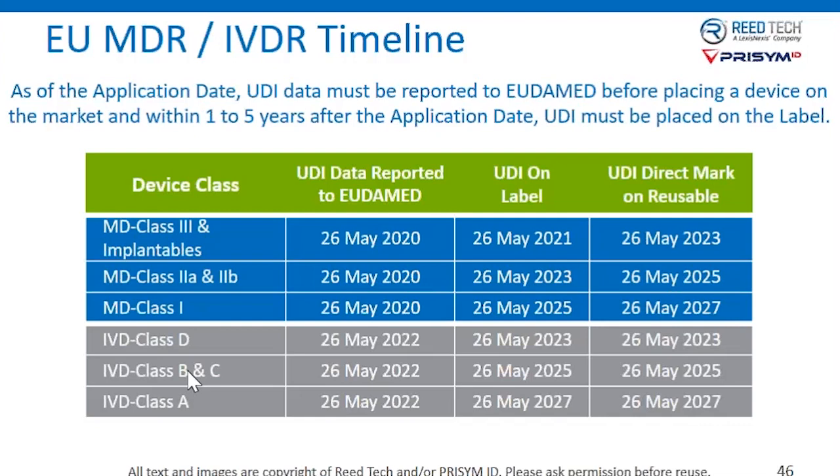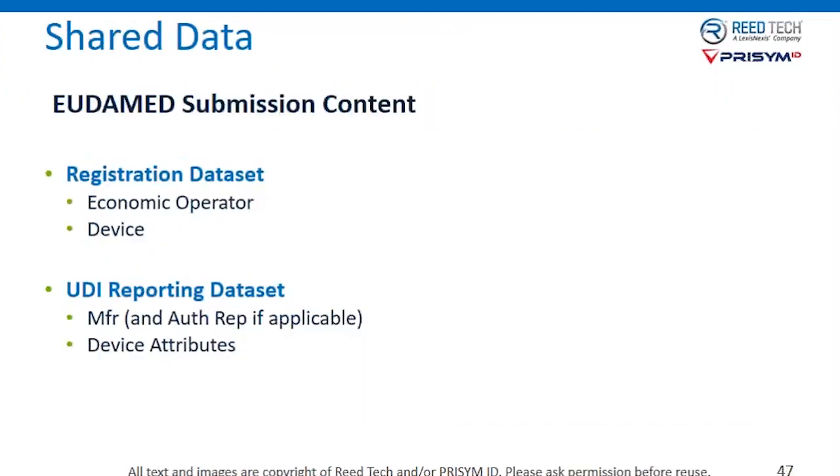Depending on the class, you'll see a 1 to 5 year time period after that 2020 milestone where the actual UDI needs to be on the label. So as Mark has said, this is quite a significant event. You do need to collect your data, submit it, and then make sure it's on the label. There is an additional 2-year period of time for putting the UDI actually on the product for your direct marking.